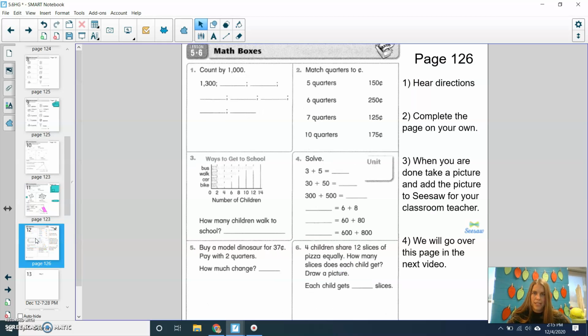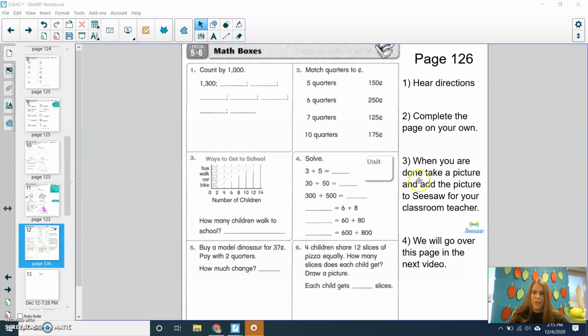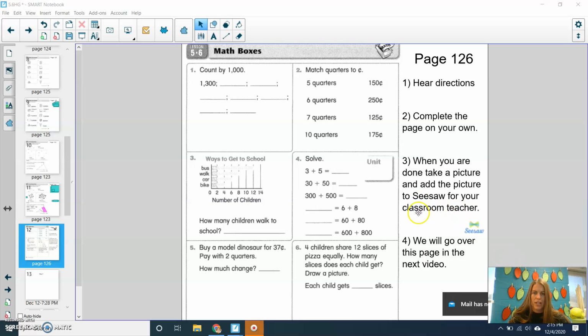All right, for math boxes today, we're looking at page 126. I'm going to talk about the directions, then I'll ask that you complete the page on your own. When you're all done, if you can take a picture and add that picture to Seesaw, and then we'll go over this page in our next video. So for question 1, you're counting by 1,000. For question 2, you're matching quarters to cents for each of these.